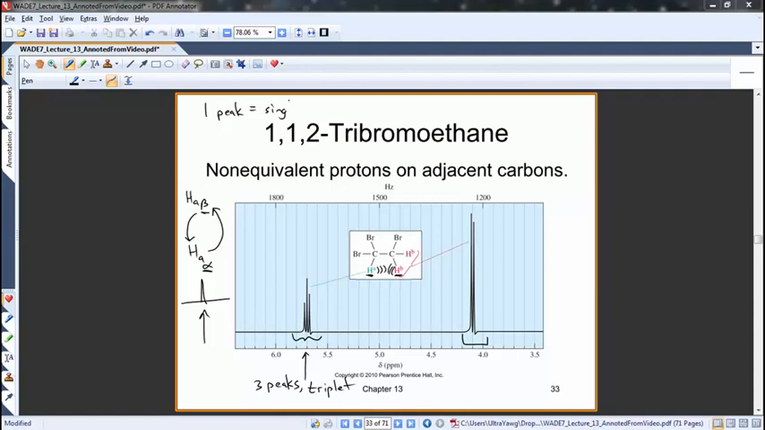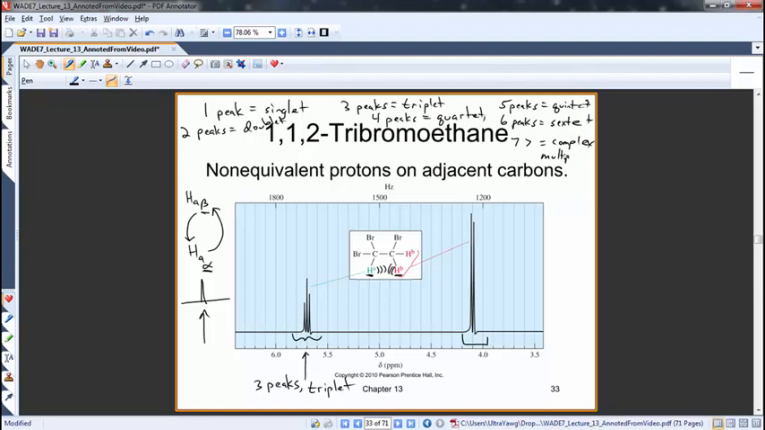So one peak is called a singlet. If you have two peaks within your signal, we call that a doublet. If you have three peaks, we call that a triplet. If you have four peaks, we call that a quartet. If you have five peaks, we call that a quintet. Technically six peaks, sometimes you can see it, sometimes you can't, it's called a sextet. And then seven or more peaks is called a complex multiplet. Just means there's a bunch of stuff there, you can't tell what it is.